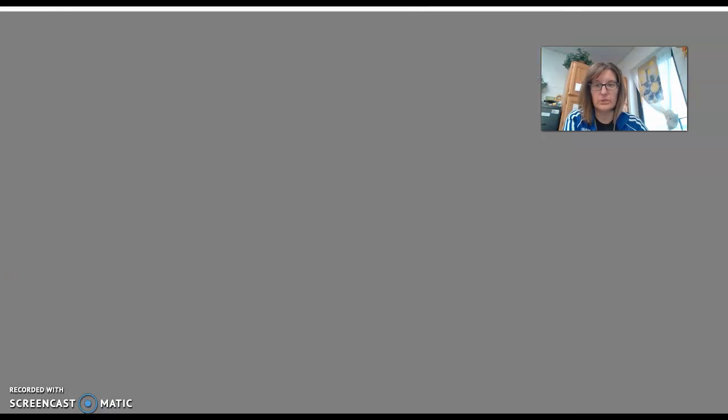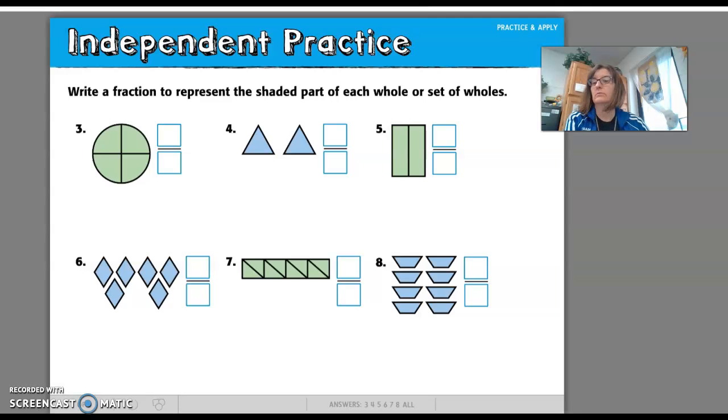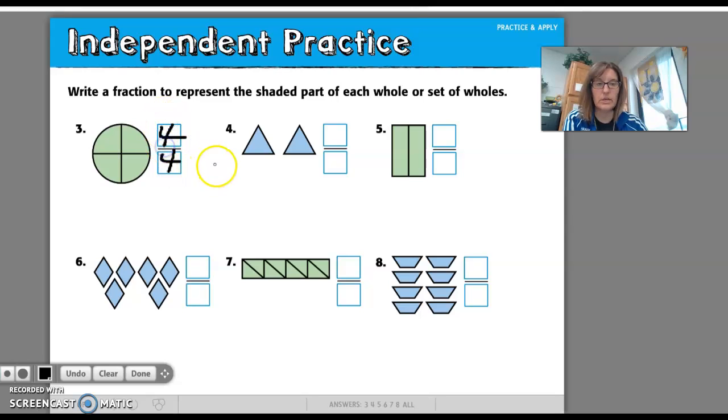Let's do a few on the next page together. If you look, you can see that the circle is our whole shape. But that whole shape is divided into 4 pieces. All 4 pieces are shaded. The next one, our triangle is our whole piece. The triangle is one piece. It is not cut into other pieces. But we have 1, 2 whole triangles.